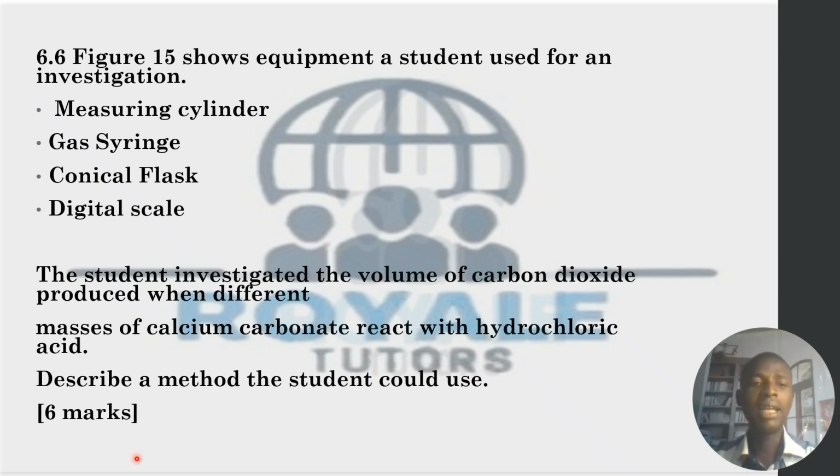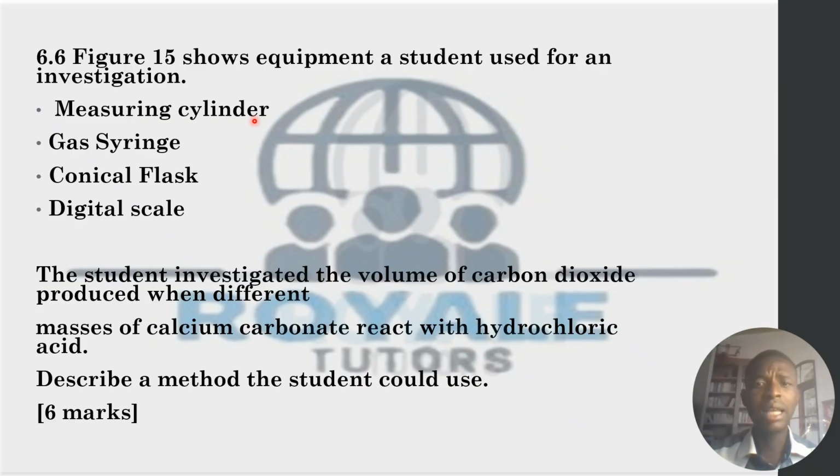All right, now this is a huge one. Looking at this question, you could see that it will give you 6 marks. So like I said, you need to have a prompt understanding of what the question is. Now this particular question is for 6 marks, and it's a practical question. All right, so take a look. This is question 6.6. Now it's showing a particular figure.